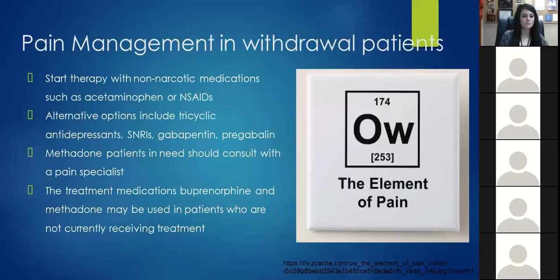So then pain management. So normally you're going to try and start therapy with non-narcotic medication. So your Tylenol, your Motrin, anything over the counter usually. You can also try and give some tricyclic antidepressants. So the tricyclics, your SNRIs, and then for more neuropathic pain, you could give gabapentin and pregabalin. If you have patients on methadone, they should really consult a pain specialist because of usually how high their doses are for methadone. And if they're also needing medications for pain, whereas methadone does provide some pain effect, they should really be consulted and address that issue with somebody who's qualified for that.